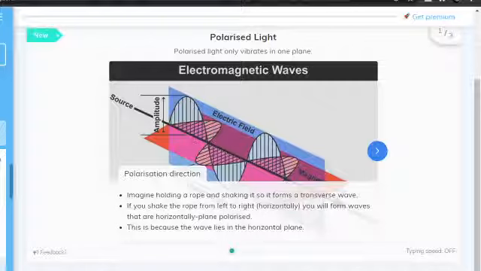Well, we're going from the actual A-level part of waves, so basically that excludes progressive waves. It goes on to polarization, stationary waves 2, and we'll see how far we get after that. So polarized light only vibrates in one plane.